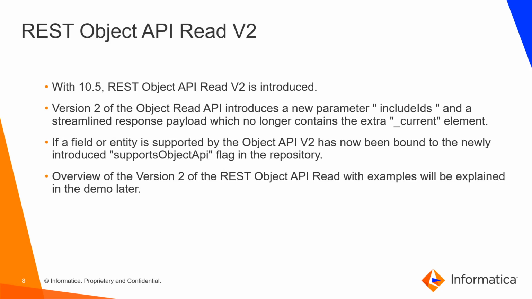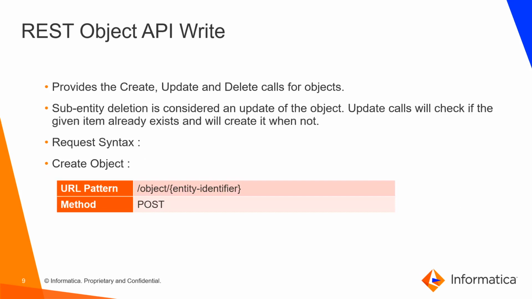Now let's move on to REST Object API read version 2. In the 10.5 release, a new enhancement is introduced: REST Object API Read version 2. In version 2 of the Object Read API, a new parameter called Include IDs is introduced. The response payload is streamlined, eliminating the need for the extra current element. For fields or entities supported by Object API version 2, the supports Object API flag in the repository is now utilized. In our upcoming demo, we will provide an overview of how version 2 of the REST Object API read functions. We will also present examples to illustrate the changes and improvements this version brings.